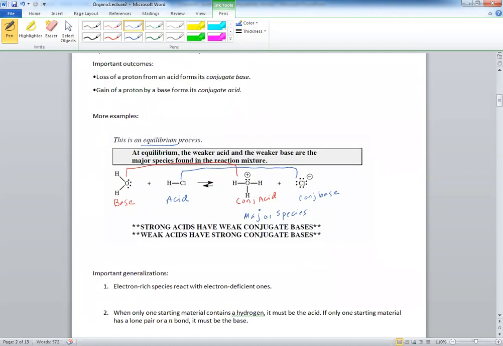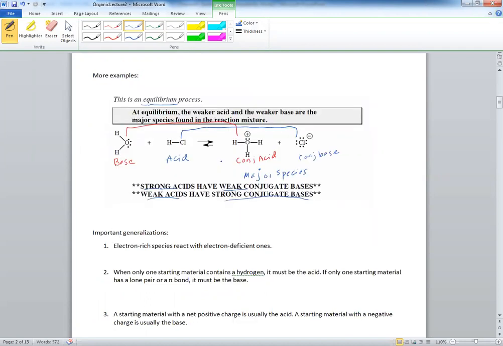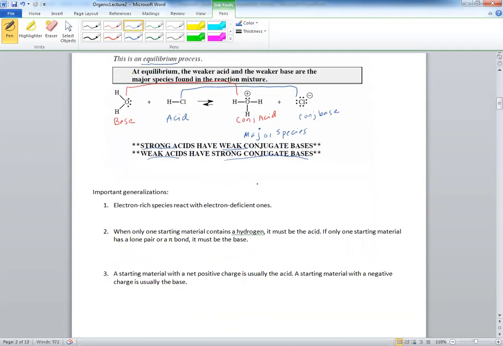So it's important to remember that strong acids have weak conjugate bases, and weak acids have strong conjugate bases. So let's actually go to some important generalizations. If you notice in this example right here, electron-rich species react with electron-deficient ones. So the electron-rich species in this case was water.